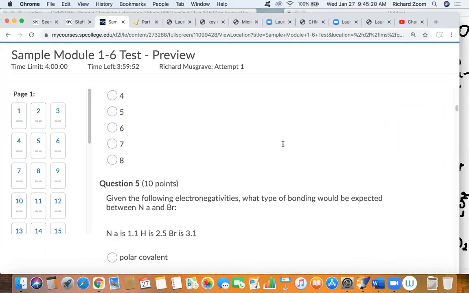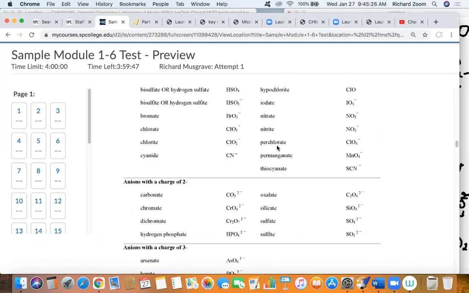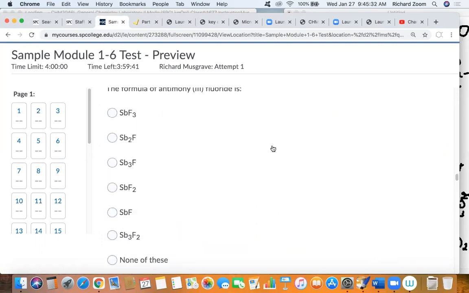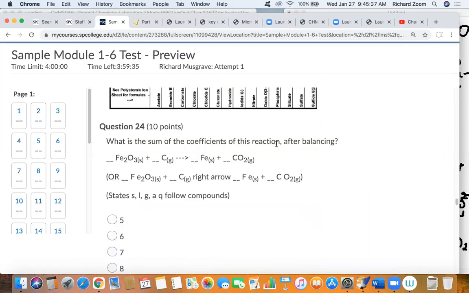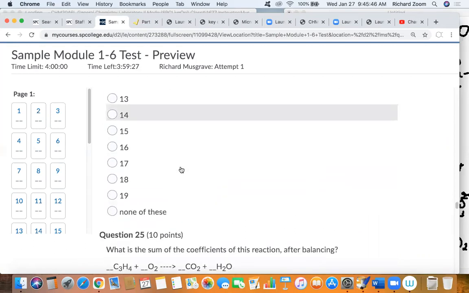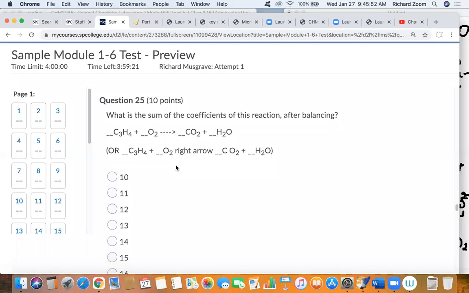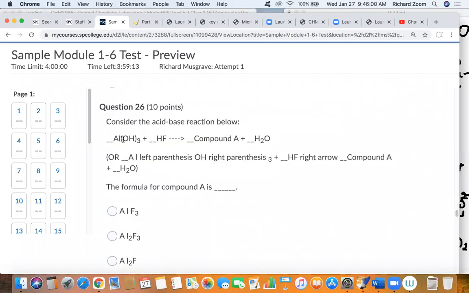Okay, so we're into module 6. You can see it's all done by module here, module 5 naming, and we're into module 6 here. The first question you'll see will be a balancing type question, and we talked about these earlier, and sum of coefficients. One thing we haven't looked at, and we'll get to this in a second, is the balancing of hydrocarbon combustion problems. So here is the acid-base question.